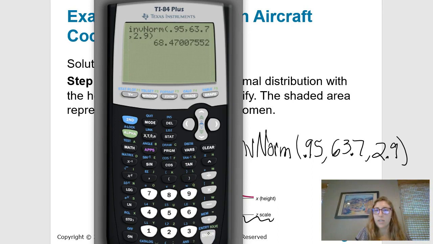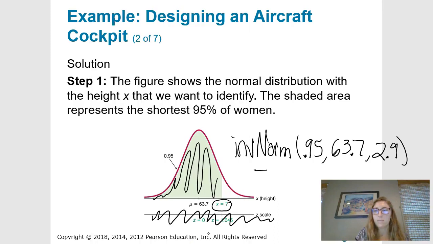Great. So we're going to get 68.47. So we are no longer dealing with z-scores here. We are dealing with data values. So you need to make sure to have your units here. All right, so what are our units? Our units are inches.